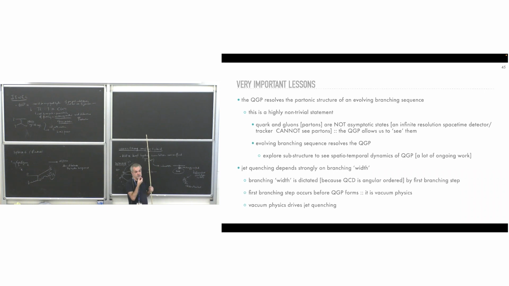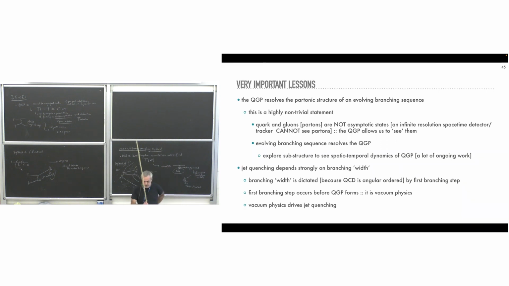Okay? So for instance, they can never be seen in a detector. No matter what the resolution of the detector, they are just not physical asymptotic states. So the QGP actually allows us to see partons because it is interacting with them. You can see this the other way around: this branching sequence actually resolves and sees the QGP. This is the current trend that you'll hear in many, many talks, that one looks at substructure to see the spatial-temporal dynamics of the QGP.